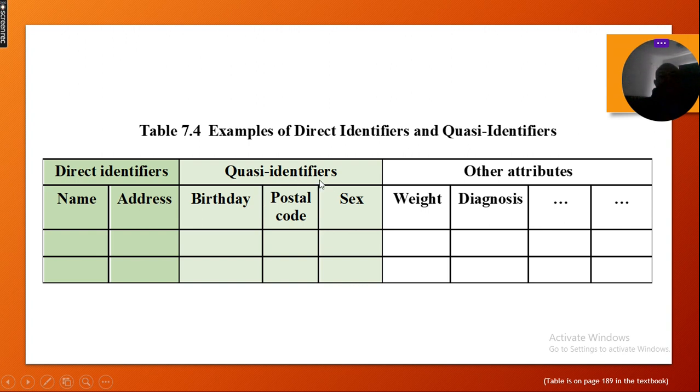Quasi-identifiers do not identify you directly, but when they are matched with other information, then they will be able to identify you. A good example of a quasi-identifier is your birthday. So be careful how you share your birthday with everyone. Your postal code and your sex, whether you're male or female, also belong to quasi-identifiers. Other attributes that may be used to identify anybody are your weight, your diagnosis, your diseases, and so on.